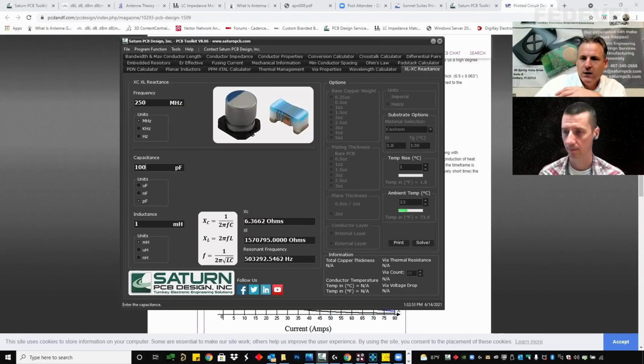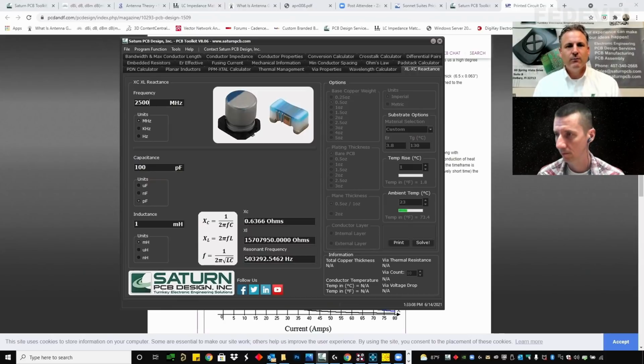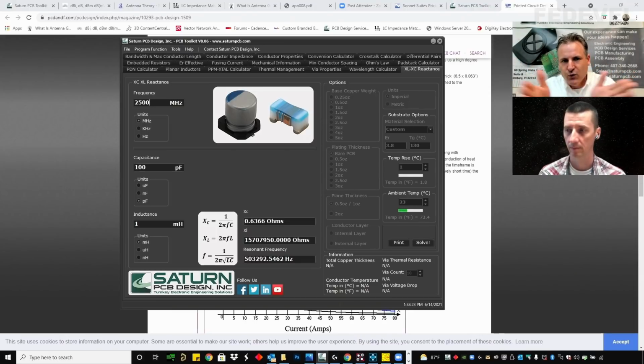If I go back here, it's 6.3. If I change this to, we'll say, 2450 or 2500 megahertz, obviously it's going to lower. Now keep in mind these are ideal components. In the real world, the X of C of a capacitor actually goes down, and then it starts going back up because of what's called mutual inductance. The capacitor has inductance, so the resonant frequency is going to force it to go back up.